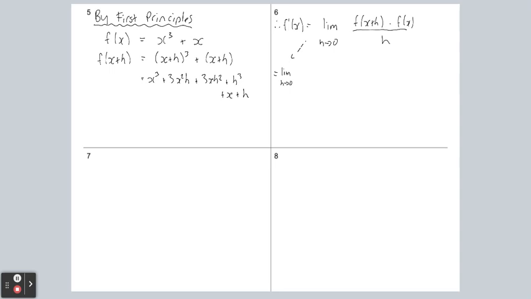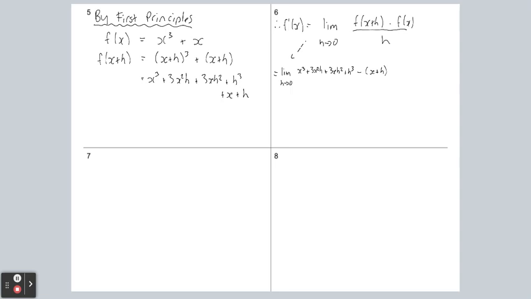Wish me luck as I write it down. x cubed. Is that too small? Everyone okay with that? x cubed plus 3x squared h plus 3xh squared plus h cubed. I'm literally just writing it down. That looks too small, but no one's complained. Minus x plus h. Keep those brackets in for a bit.